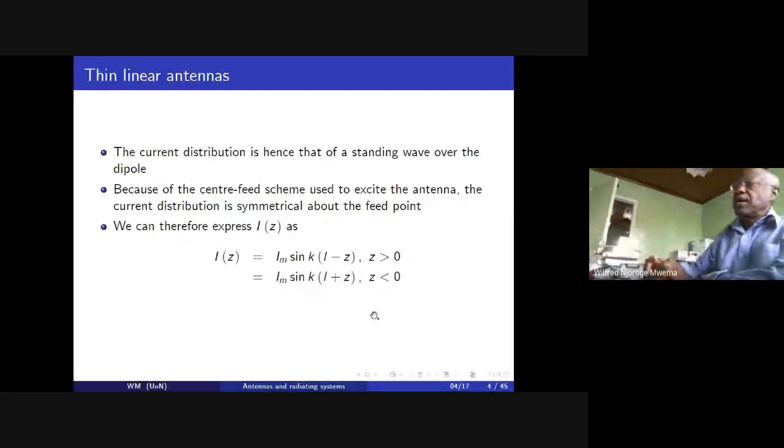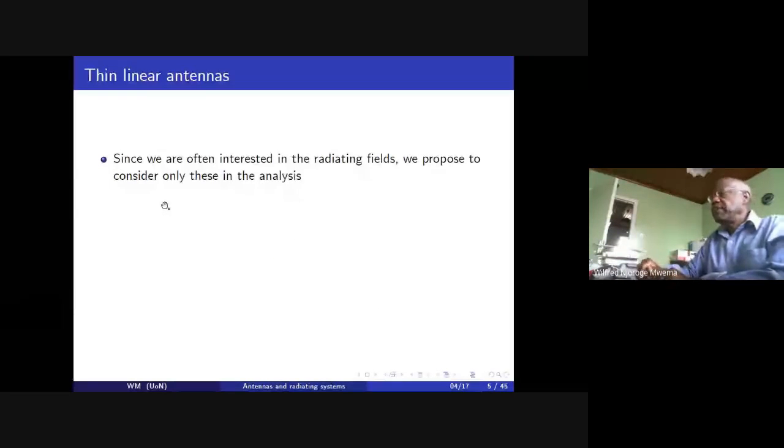So, since we are often interested in the radiating fields, we are not going to bother about the Fresnel zone kind of fields. We just deal with the Fraunhofer fields alone. And therefore, in the analysis, we'll consider only the radiating fields. And remember that the radiating fields are those that vary no faster than 1/R from the dipole element.